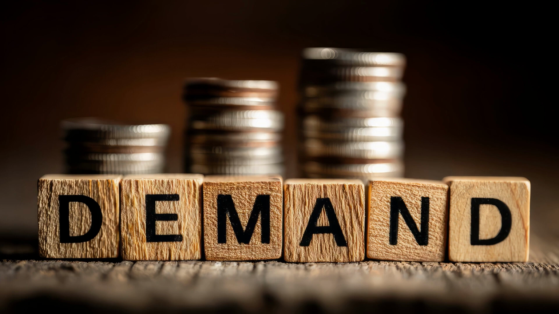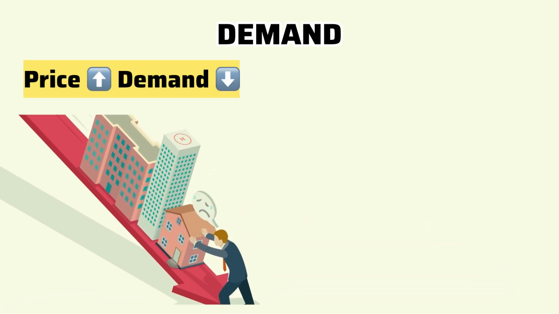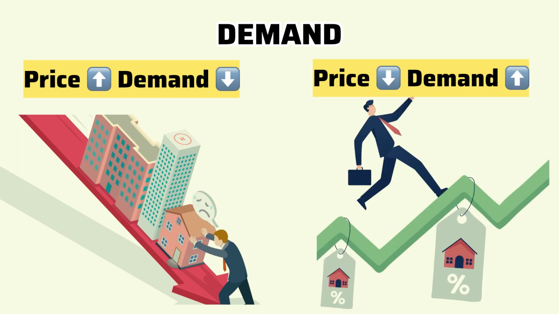Demand means the quantity of a product that people are willing to buy at different prices. When the price of a product is high, people buy less of it. When the price falls, more people become willing to buy it. So price and demand move in opposite direction.